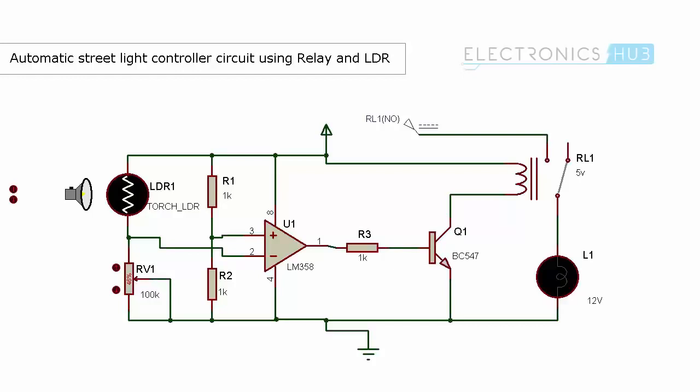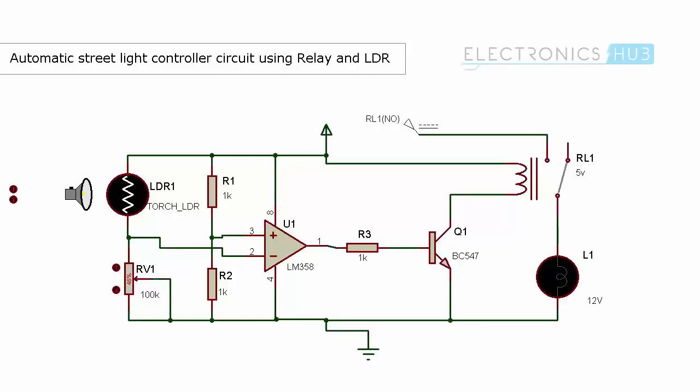So the technology used here is LDR. LDR is nothing but light dependent resistor. As the name itself indicates, the resistance of this device varies depending on the light intensity falling on it. So when the LDR is placed in dark, it will have very high resistance, and when it is placed in light, its resistance decreases slowly. So using this technology, the circuit was designed.